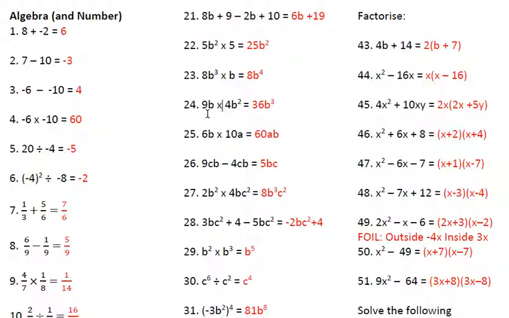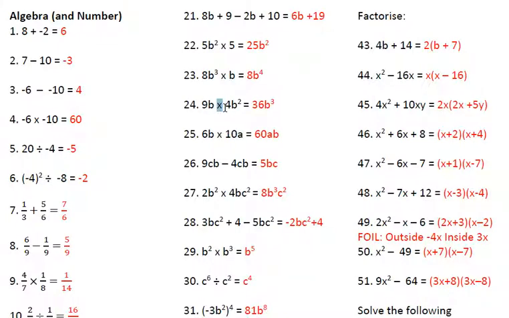Okay, next one, number 24. Once again, you've got the coefficients of 9 and 4. Multiply them together to give you 36. And then we've got b to the power of 1 and b squared. And so we've got 1 and 2 added together gives us b to the power of 3. Okay, so we're adding the powers as an invisible 1 above that b right there, because times is the main operator.